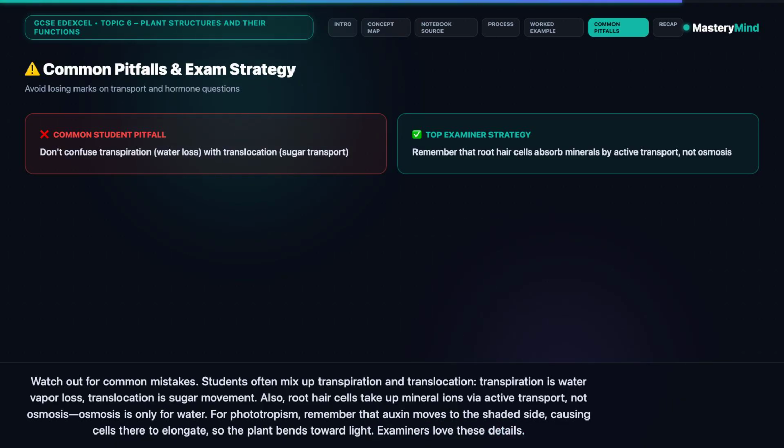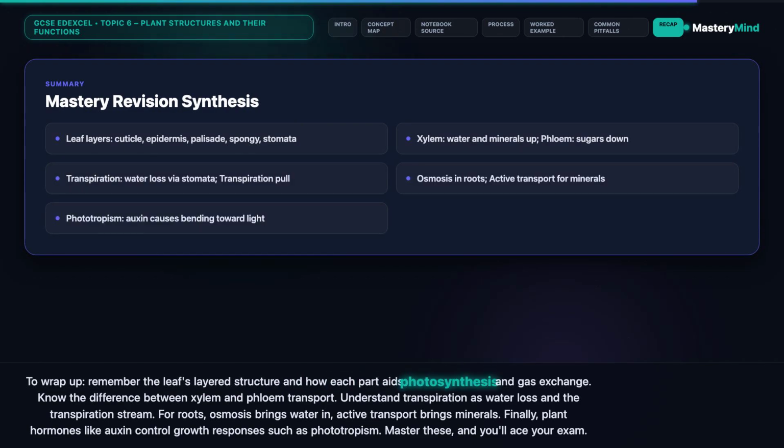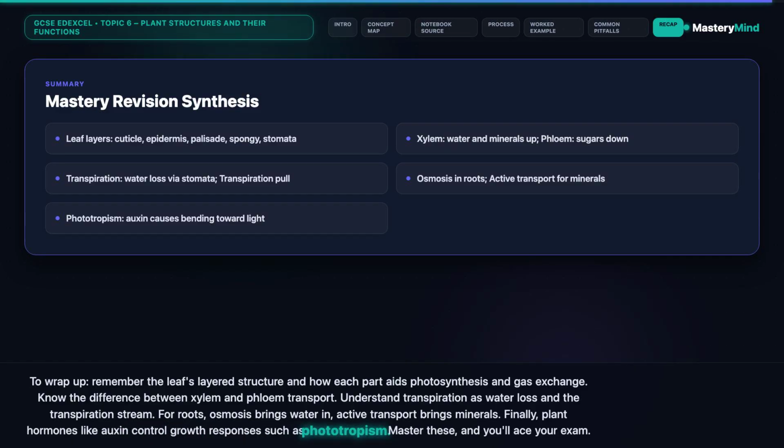To wrap up, remember the leaf's layered structure and how each part aids photosynthesis and gas exchange. Know the difference between xylem and phloem transport. Understand transpiration as water loss and the transpiration stream. For roots, osmosis brings water in. Active transport brings minerals. Finally, plant hormones like auxin control growth responses such as phototropism. Master these and you'll ace your exam.